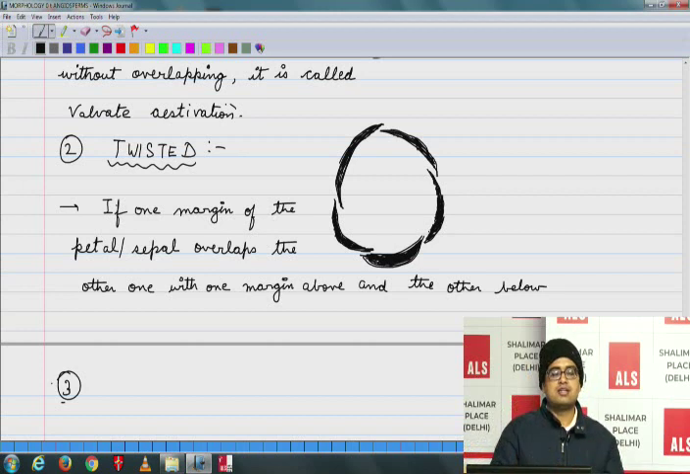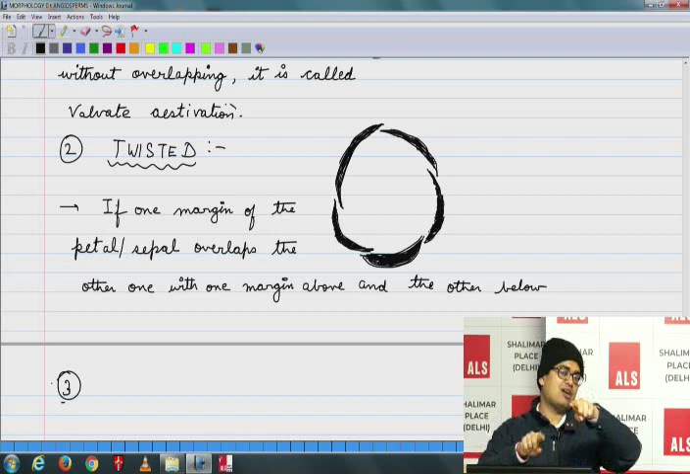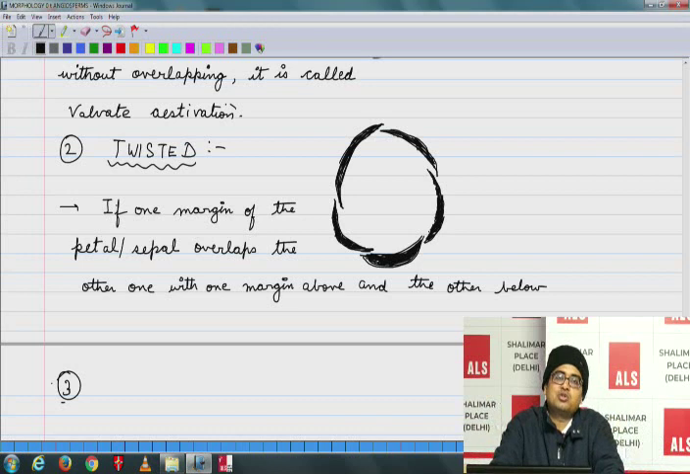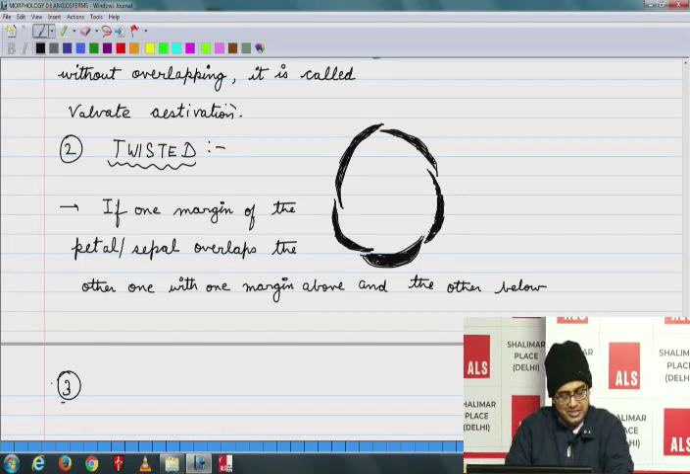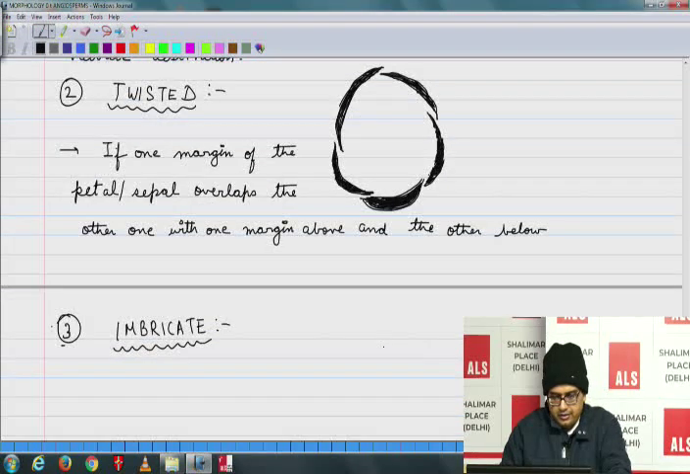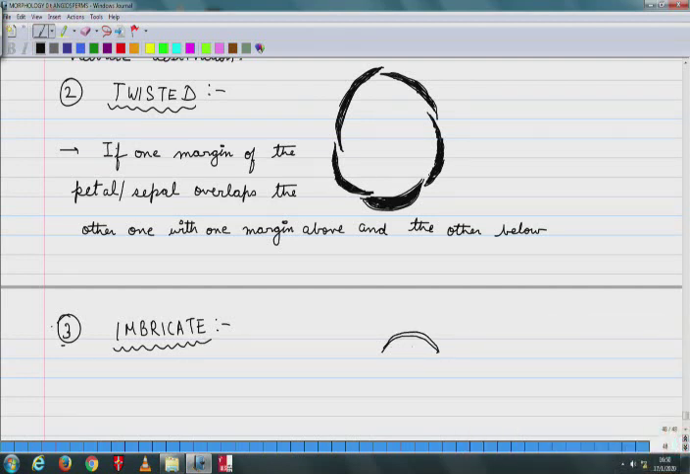But suppose there is another kind of estivation in which some margins decide that we will go in a clockwise pattern, and in that same flower, some margins decide that no, we will go in an anti-clockwise pattern. So there will be total confusion. This type of arrangement is called imbricate estivation. It has both clockwise and anti-clockwise overlapping patterns. So take a look at this. This petal or sepal cannot decide which way to go. It's in between. I'll explain when we complete the diagram.